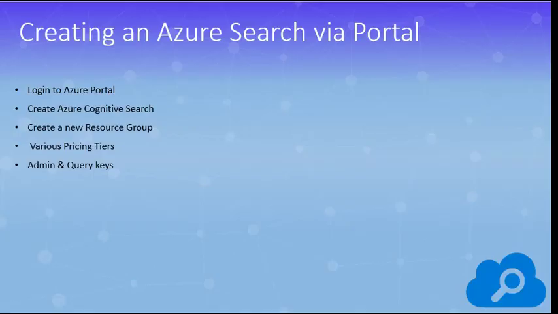So in this session, we have discussed about log into Azure portal, create an Azure Cognitive Search, create a new resource group, discussed about the various pricing tiers and what are admin and query keys and their use.